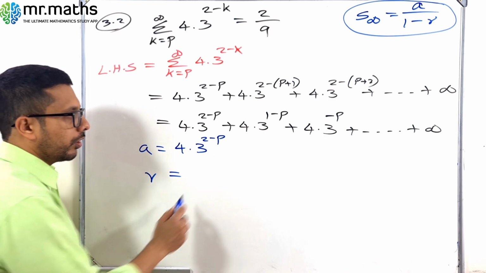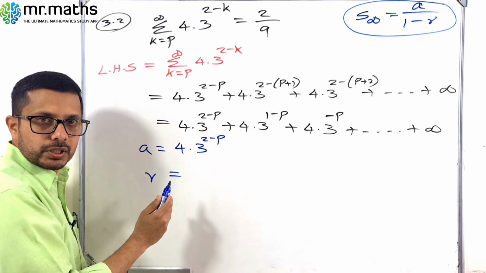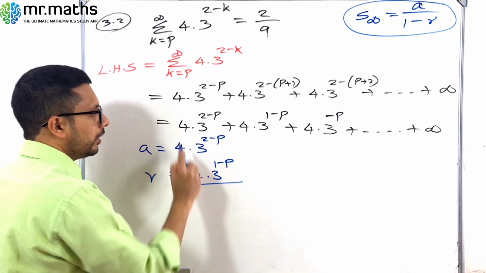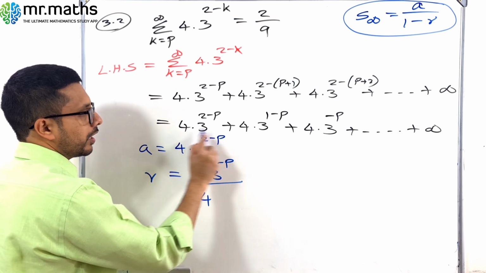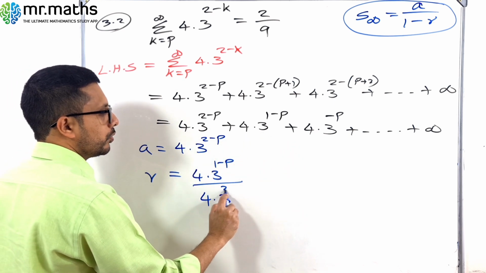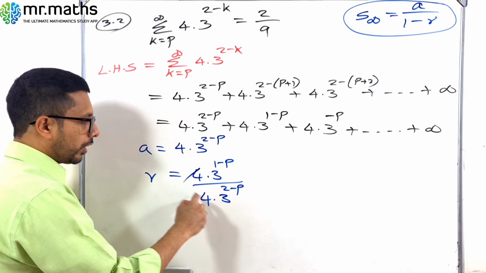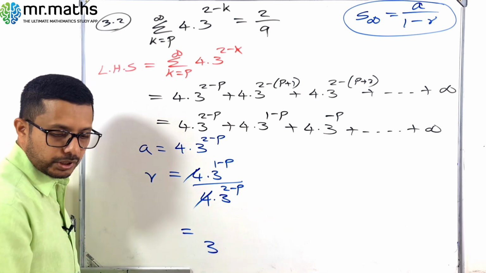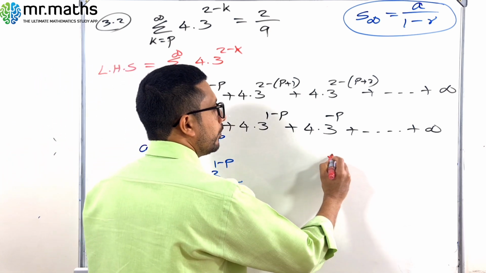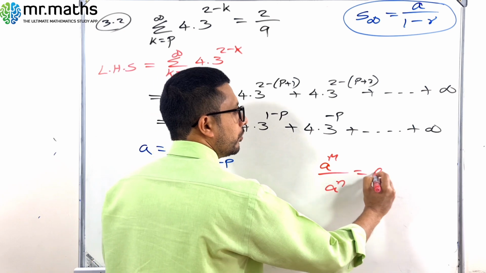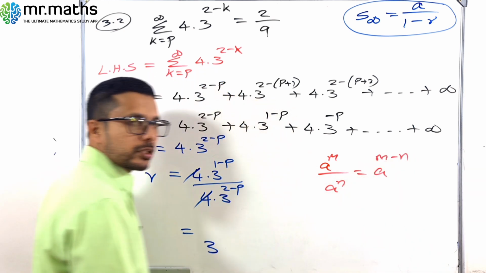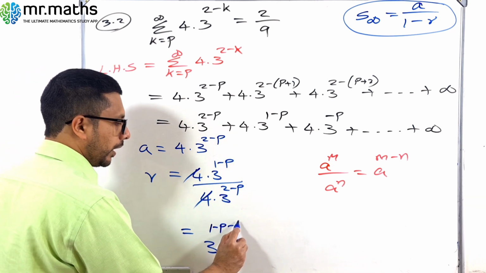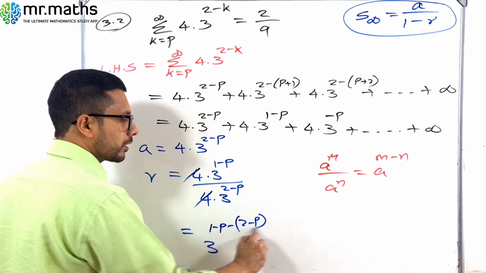Now what is the value of r? R means common ratio. How can I find it? Second term divided by first term. Am I right? So it is 4 into 3 raised to 1 minus p, divided by the first term. This is the first term, this is the second term. So 4 into 3 raised to 2 minus p. So this 4 and 4 cancel. Can you see it's the same base? So how can we write a raised to m divided by a raised to n? m minus n, that exponential rule. The same applies here. 3 raised to 1 minus p minus bracket, 2 minus p.